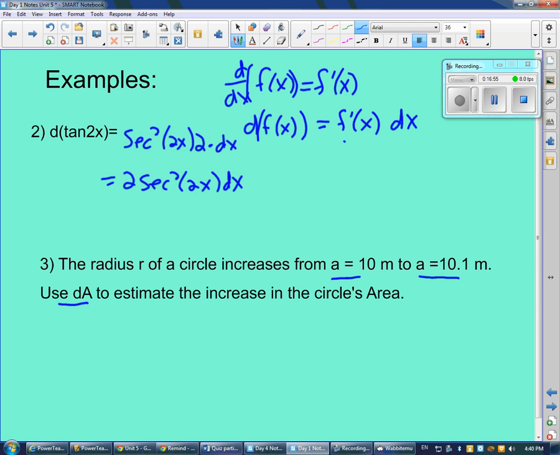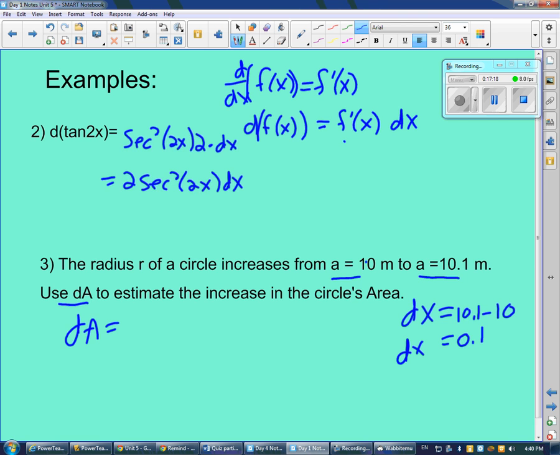Okay, so we're going to write our differential equation. The key thing is dx means the change in x. So the change in x is from 10 to 10.1. So change in x means you subtract them, and the change in x is 0.1. So that's what dx is as a number. And so we want dA, and so that's our differential.